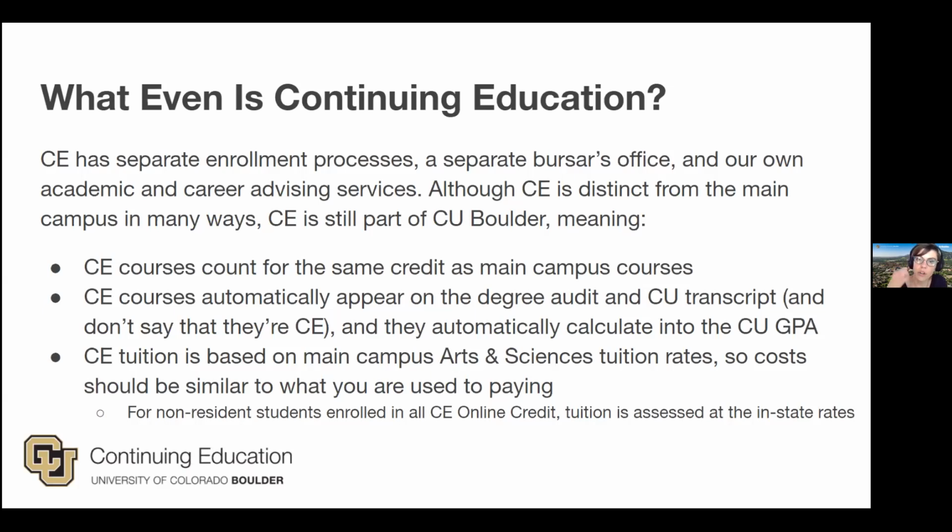And so, we have a number of classes through continuing ed, but unlike these other universities, these aren't just personal enrichment. These are credit-bearing classes that will count towards a CU Boulder degree. Even guitar lessons will, and you can get a letter grade for it. So all of our classes count towards CU Boulder degrees. Students receive credit for them, they receive a grade in them. CE classes will automatically appear on the transcript and on the degree audit, and it won't say anywhere that they were CE classes. They look just like regular CU classes. They will automatically calculate into the CU GPA.